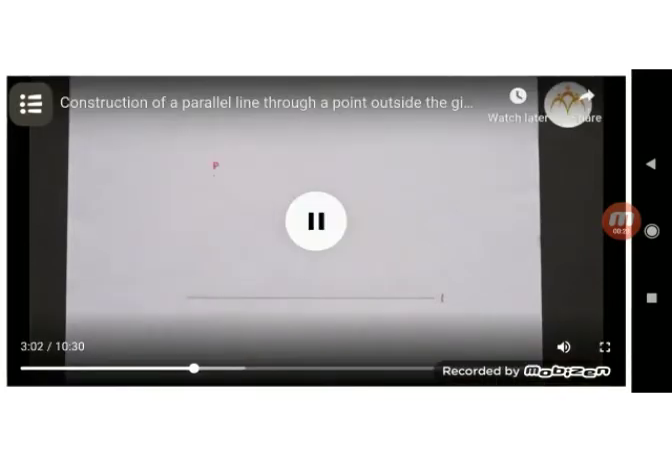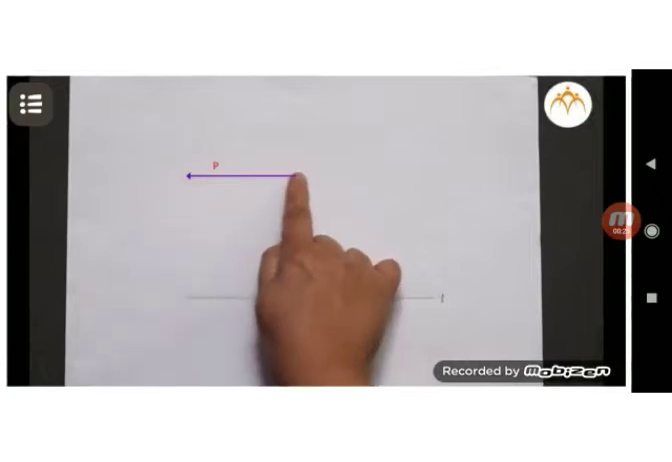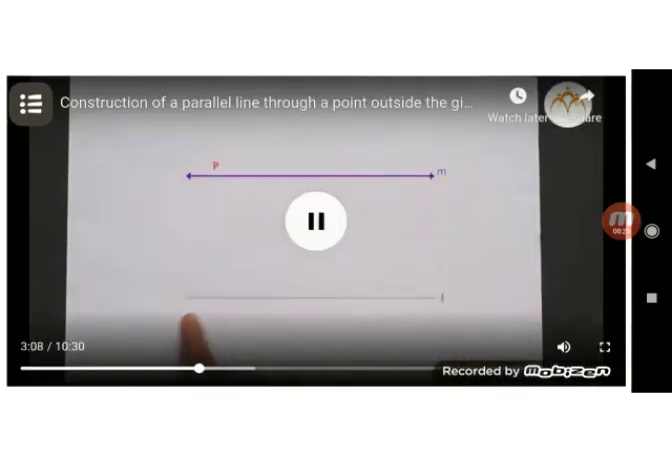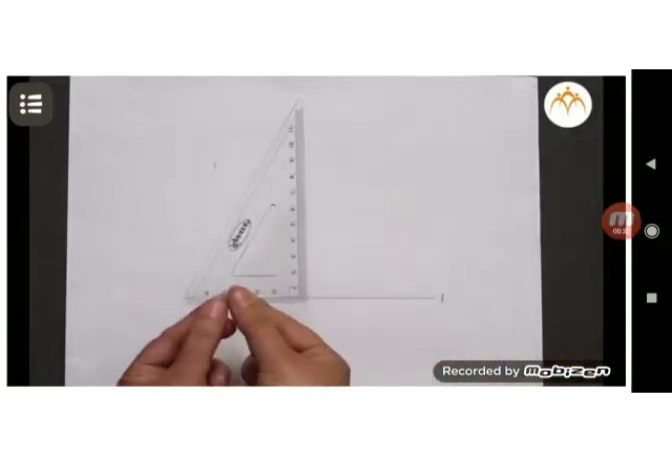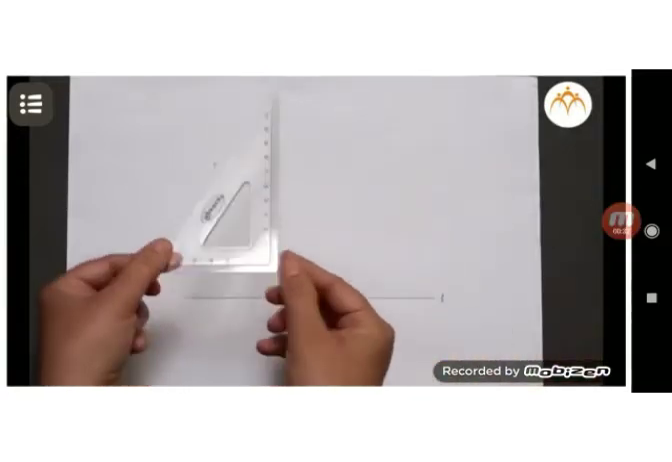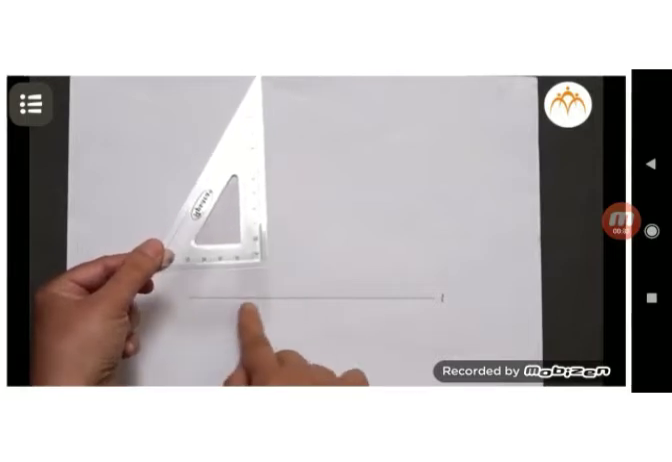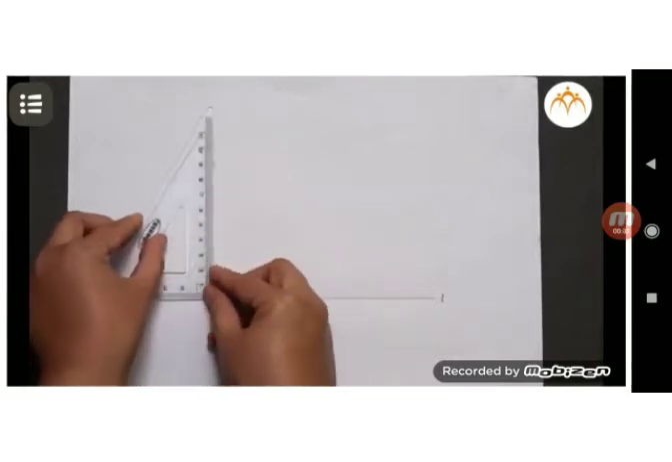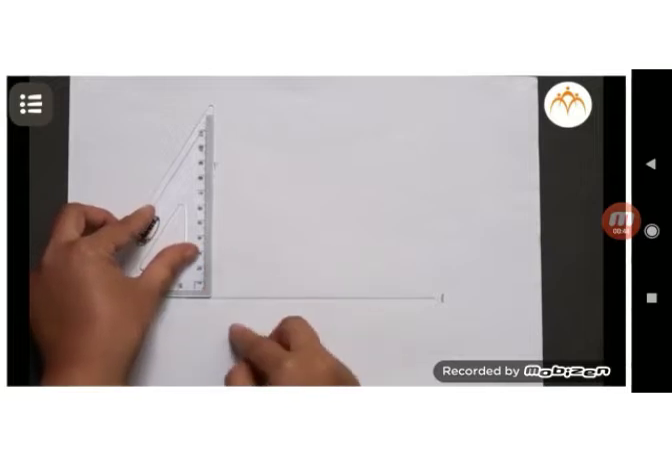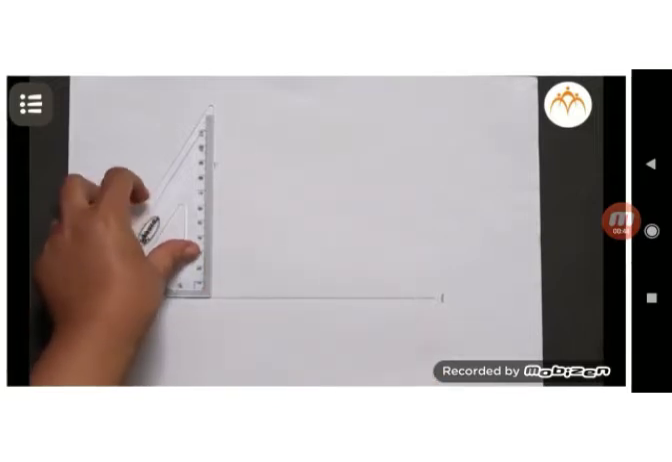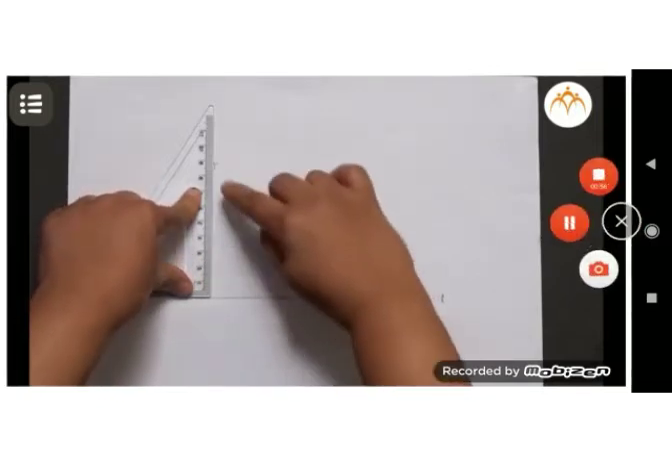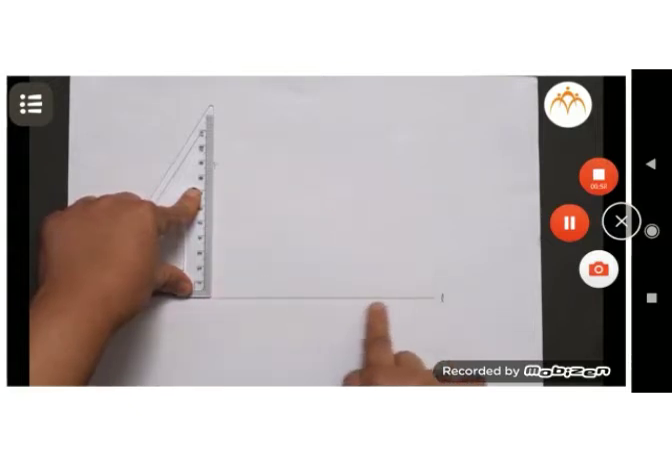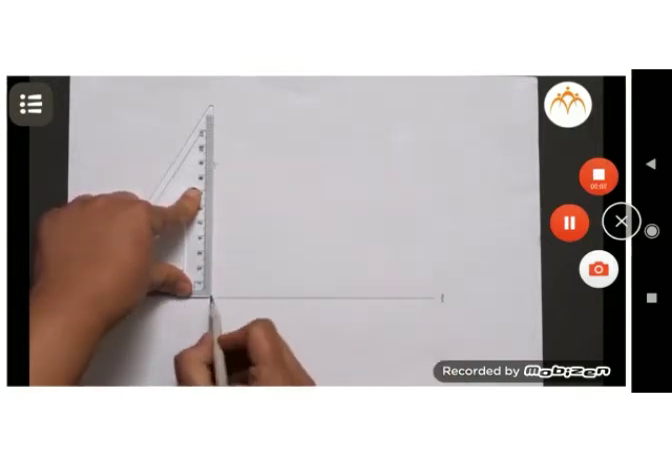Now, through this point P, we want to draw a line such that this line becomes parallel to the given line L. We take 30, 60, 90 degrees set square and place its smallest edge exactly on the given line in such a way that the other perpendicular edge passes through the outside point P. We hold this set square tight in the position and you can see that this edge is perpendicular to the given line at this point A on the given line.